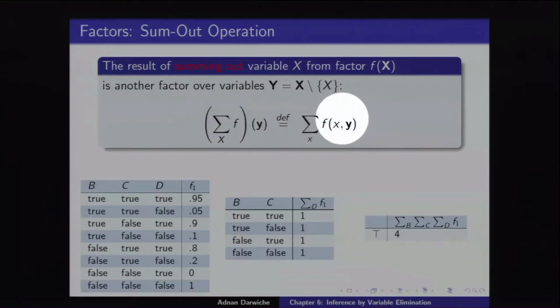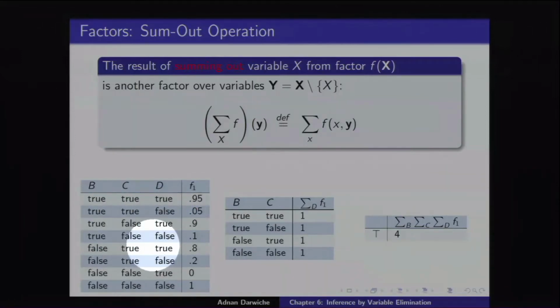This is the original factor. It's over both x and y, and I'm summing over all possible values of x. That's how we write it in an equation, and we've seen actually how it works, right? So b, c, d, I'm summing out the variable d, right? What happens? The first two rows get merged. What do I get? Actually, remember what this was?